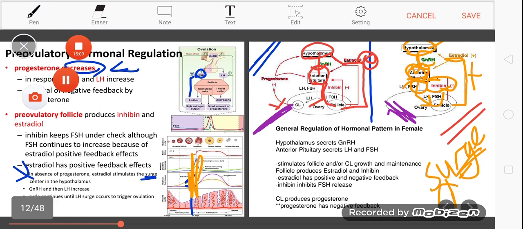Okay, so another point, corpus luteum growth. This one is after the LH surge, ovulation occurs, so the left behind follicle will transform into the corpus luteum. That corpus luteum will produce progesterone.